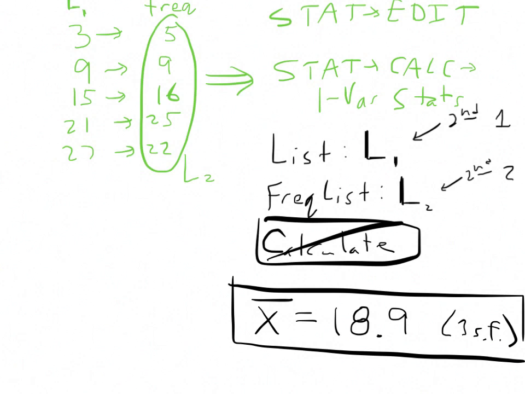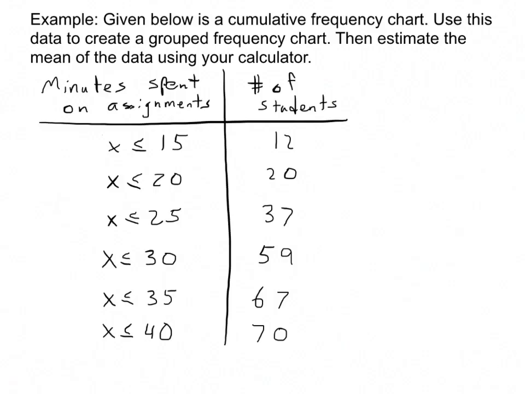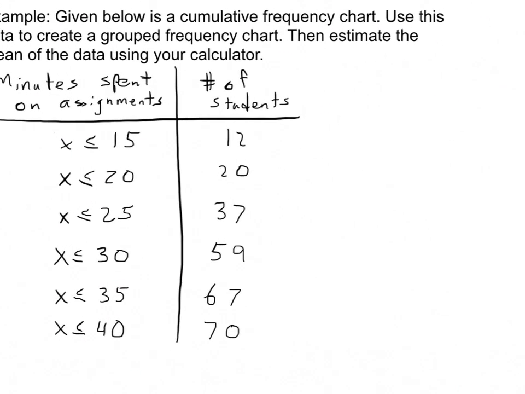Okay. I've got one more example, so let's go on and look at that one. Okay, so below is a cumulative frequency chart. I want us to use this data to create a grouped frequency chart and then estimate the mean of the data using your calculator. So on the left side I have minutes spent on the assignments, and on the right side I have the number of students. So I'm hoping that I'll be able to fit this sort of on the right side of this thing. If I scoot that over, I can.